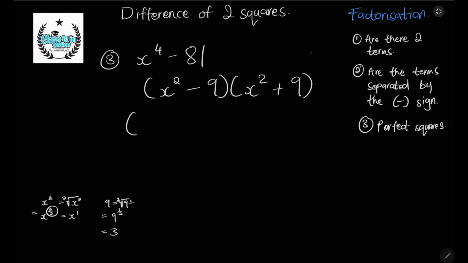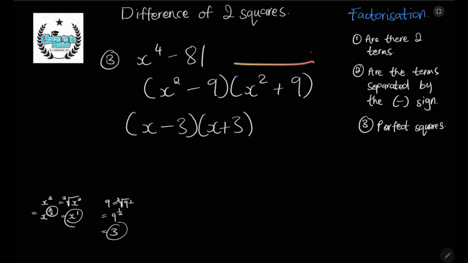First bracket, we have x minus 3, x plus 3. However, we still have this bracket that we have to account for. So just write it next to the first two brackets. There should be x squared plus 9. So you fully factorized. We have x minus 3, x plus 3, x squared plus 9.